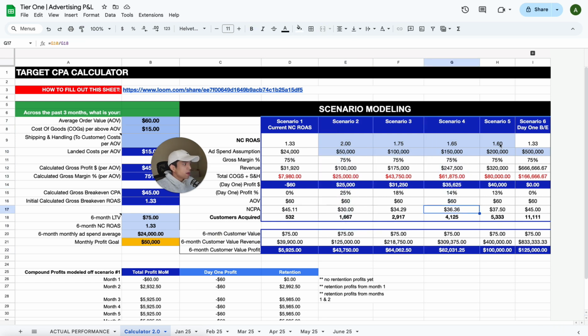And then in the most extreme example, if we increase to 200,000, we are at 1.6 return on ad spend. We're making 5K more in profit. And again, we're making way more profit over the long term on these customers because the total volume of customers acquired is going up. And again, look, we've been able to basically quadruple our ad budget and go from 50 to 200K, making more profit at a worse efficiency. We've gone from a 2 to a 1.6, but we're making 15K more in day one profit and almost 50K more in actual 6-month customer value profit.